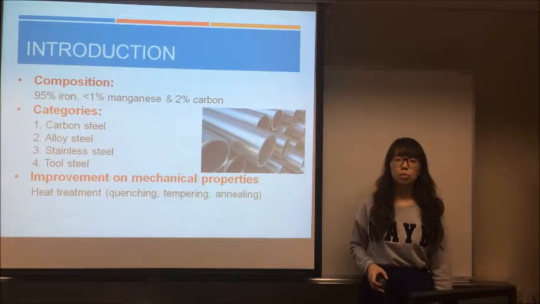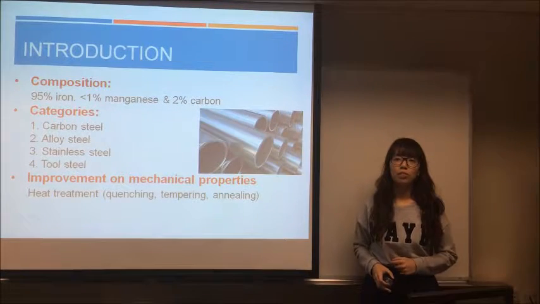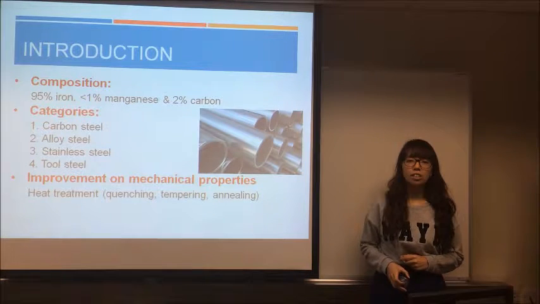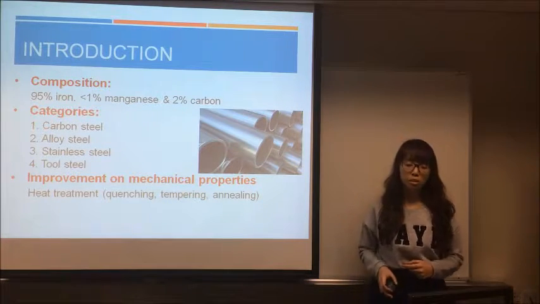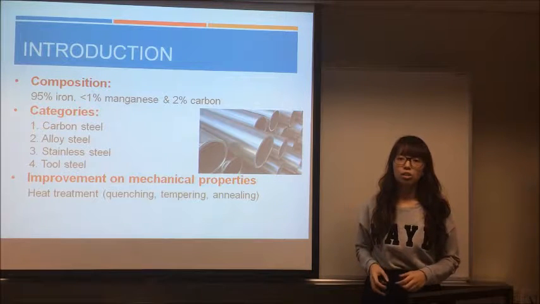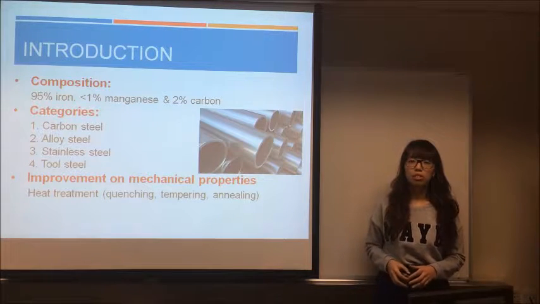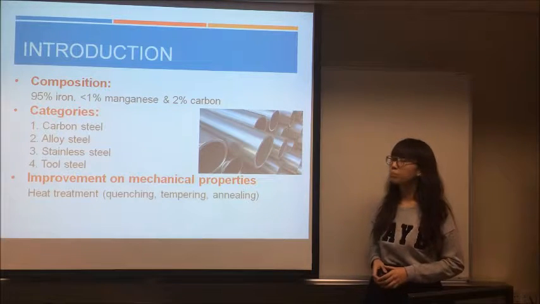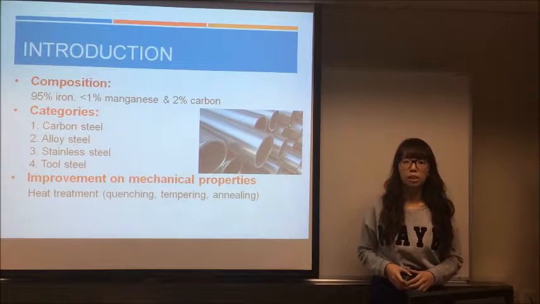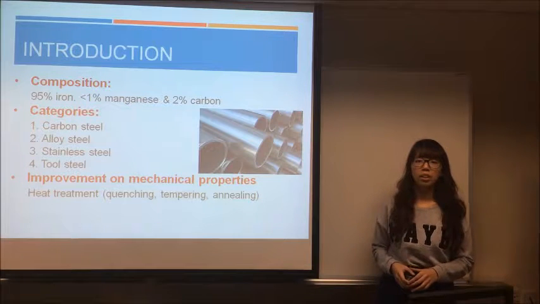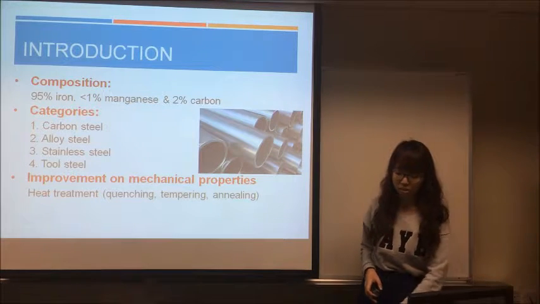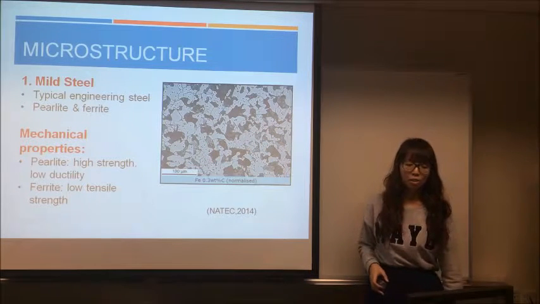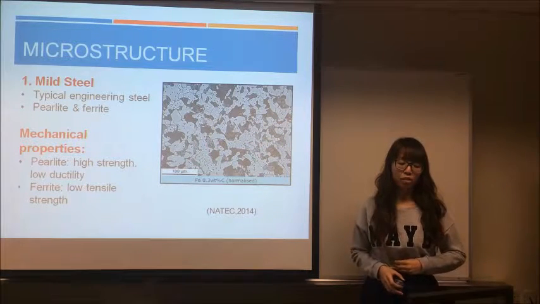Their mechanical properties can be improved through heat treatment, such as annealing and quenching. Steel is an important material for engineering and construction in the world because of its low cost and high tensile strength. Heat treatment can be applied to improve the mechanical properties of the steel. And I'll talk about the microstructure of the steel.